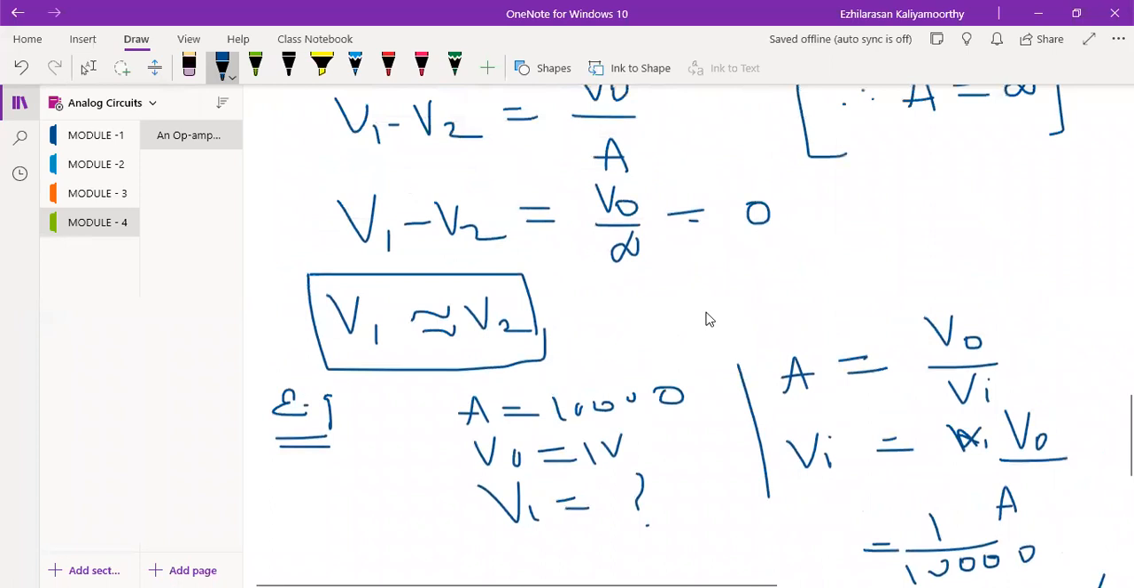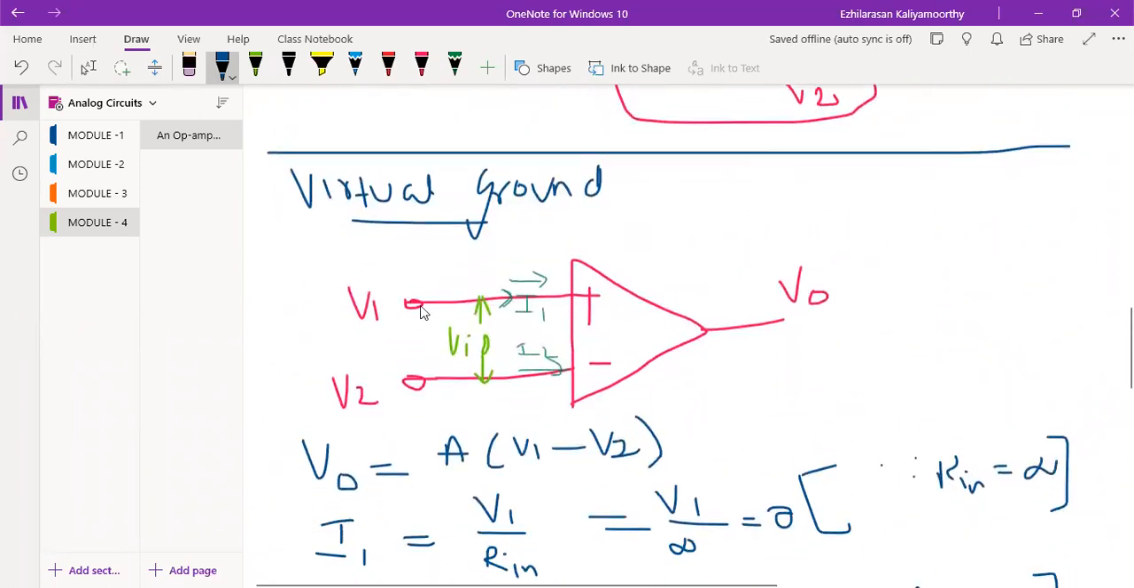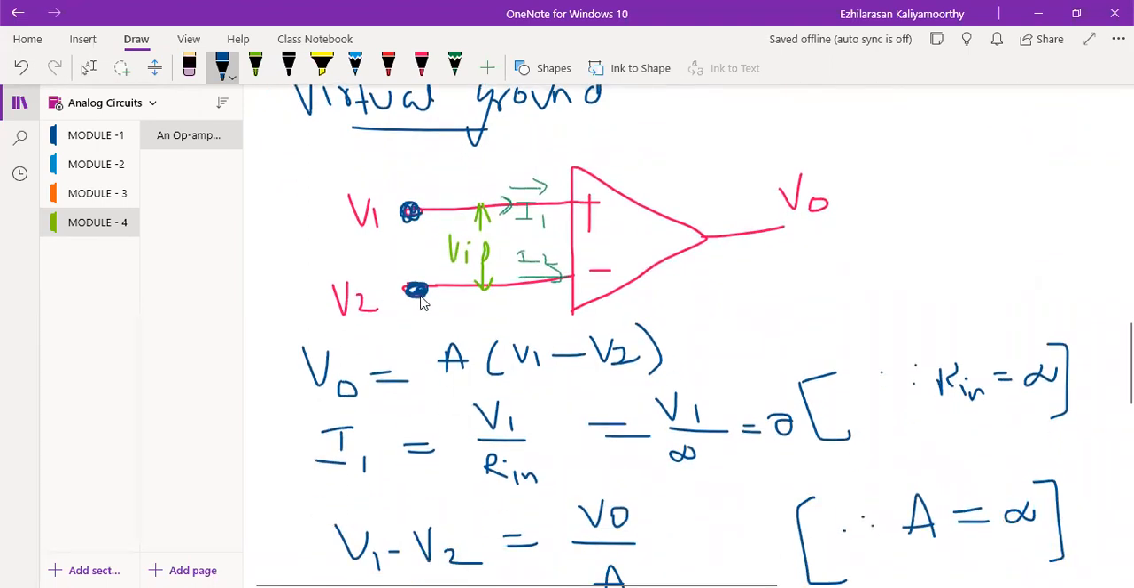So that is why we got V1 minus V2 will be 0. The voltage at this terminal, the same voltage we get at this terminal also. That is what we call virtual ground, meaning it is connected virtually, as if grounded. So it's very, very simple. No need to find out the voltage at both nodes V1 and V2. If we find any one node, that will be easy.